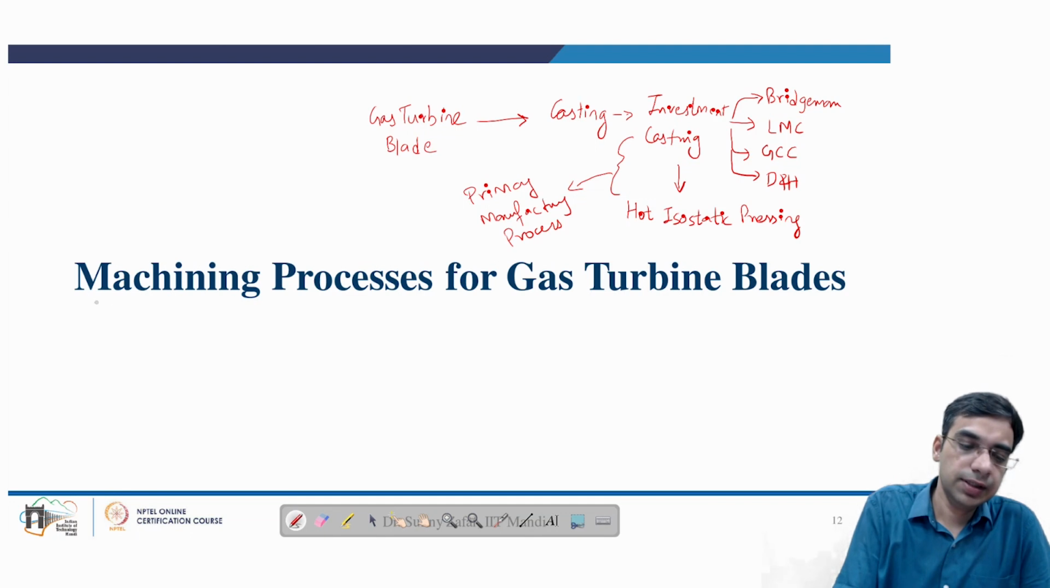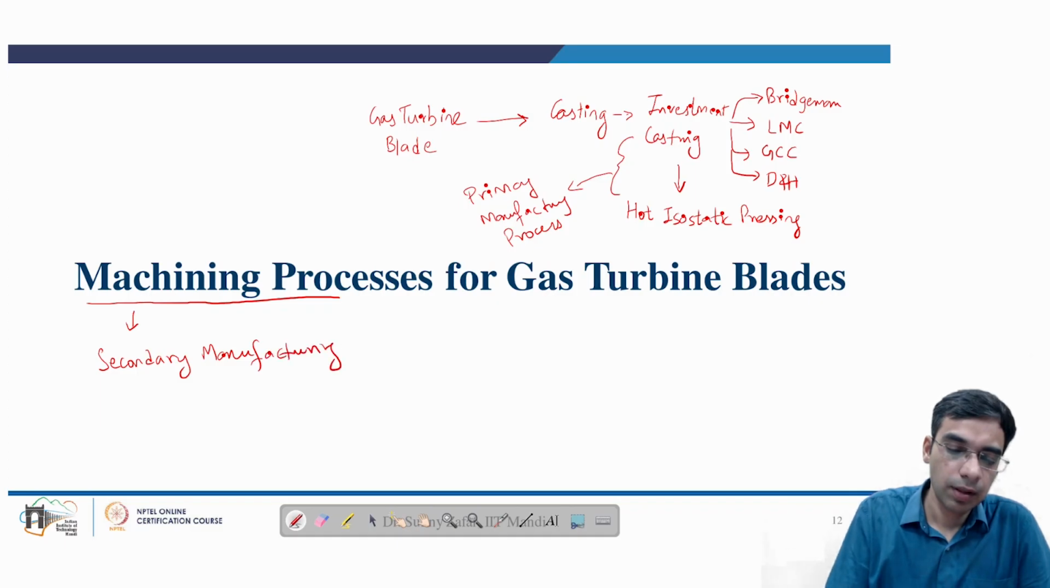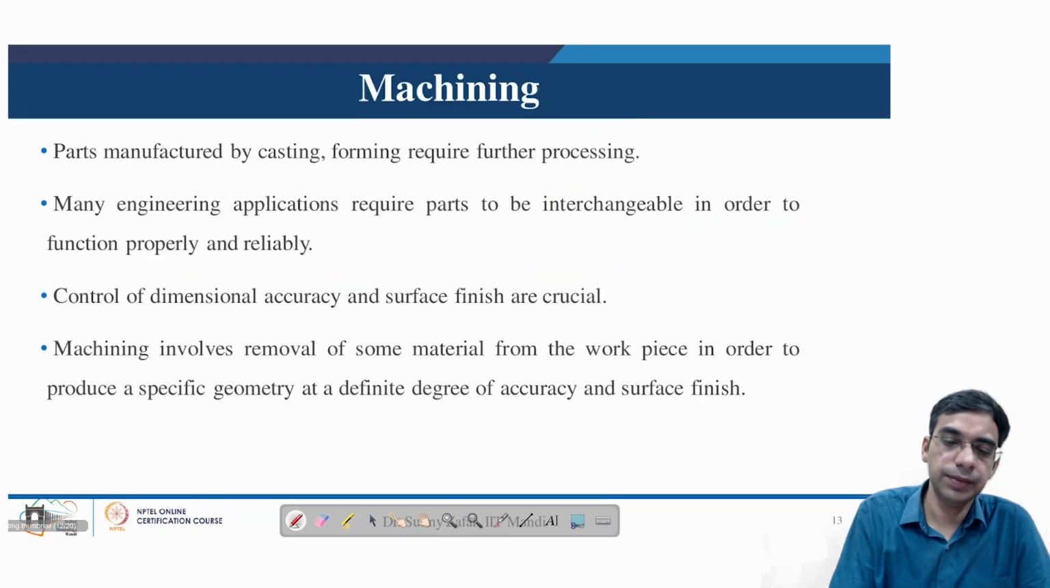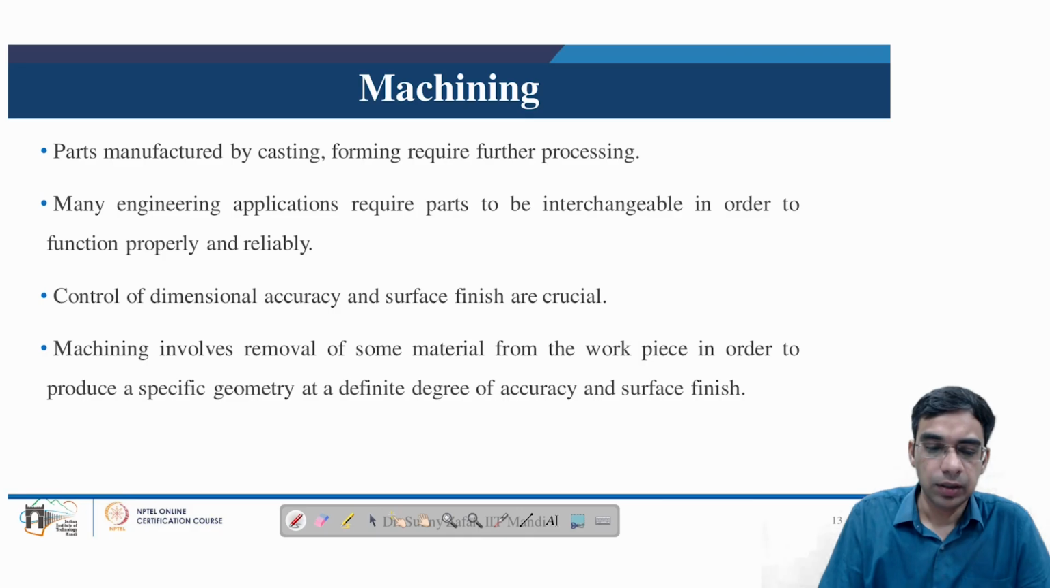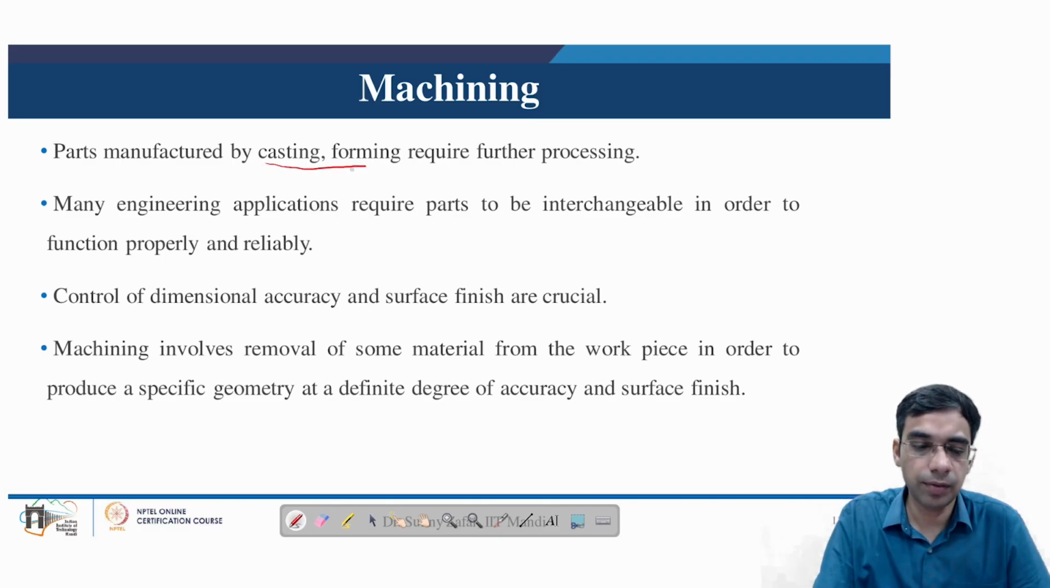So the next process, that is the machining process for the gas turbine blade, comes in the category of the secondary manufacturing process for the gas turbine blade, and we will see the requirement of machining in gas turbine blade. In general, machining is very much essential for parts which are manufactured using casting or forming, because many times machining is needed to control the dimensional accuracy and surface finish of such parts.